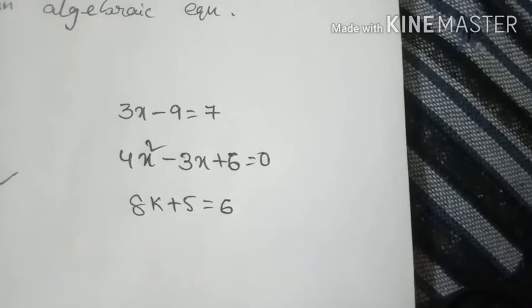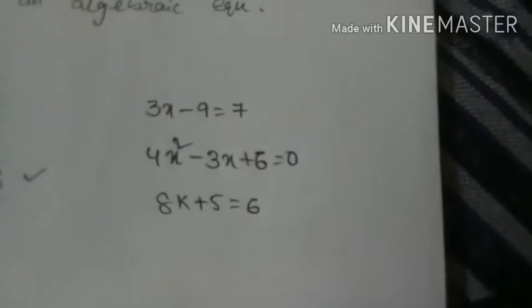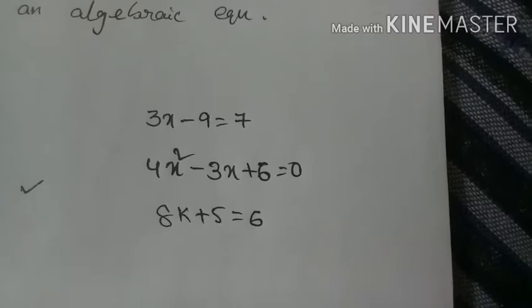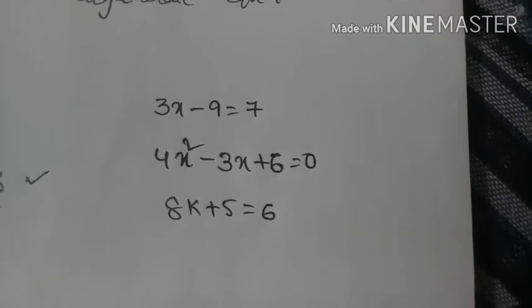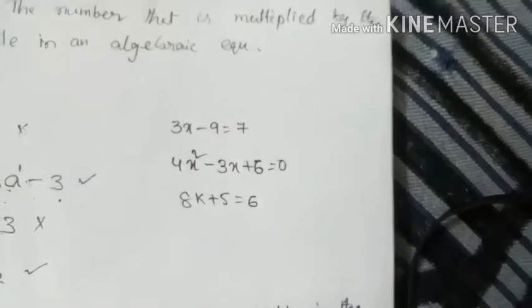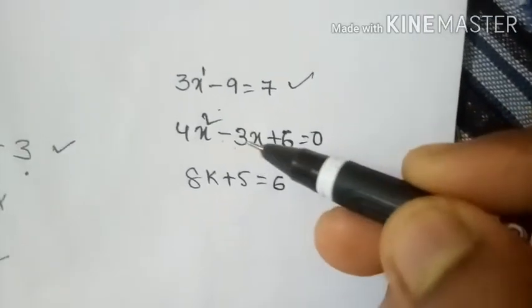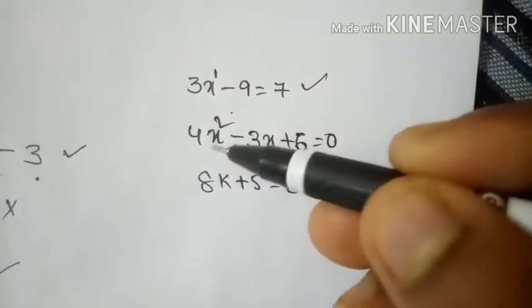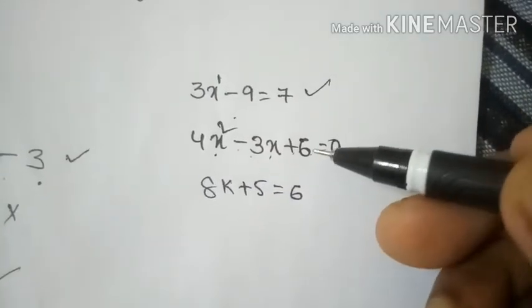Now tell me which one is a linear equation. 3x minus 9 is equal to 7. Here how many variables? One variable only. Yes, that is x. Now what is the highest power of x? That is 1. So it is a linear equation. Next, 4x square minus 3x plus x. What is the variable in this equation? So x only. Here x, here also x. So x is the variable. That means we are using one variable.